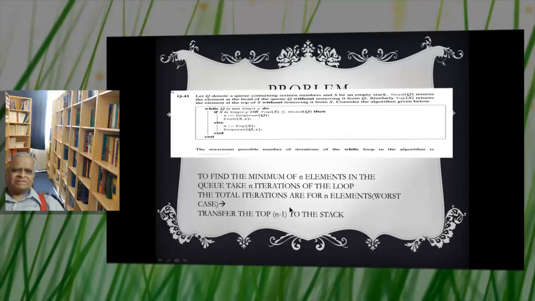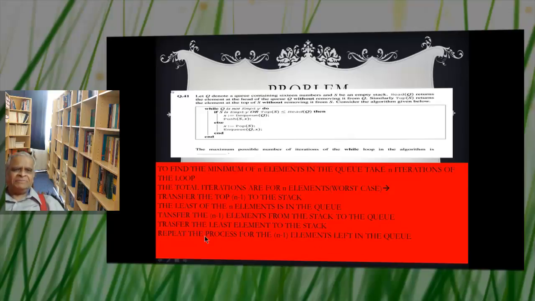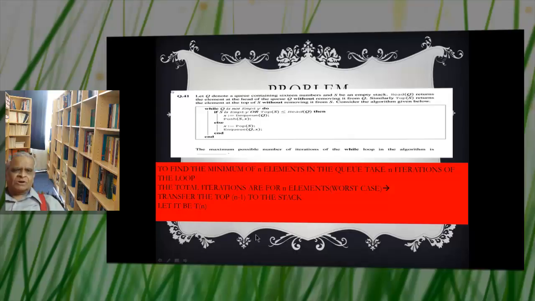Now what we do is this. What are the total number of iterations for n elements? First case. Transfer the top n minus 1 elements to the stack. The least of the n elements is in the queue. Transfer the n minus 1 elements from the stack to the queue. Transfer the least element to the stack. Repeat the process again and again with n minus 1 elements left in the queue. What is going to be the time complexity of the algorithm?